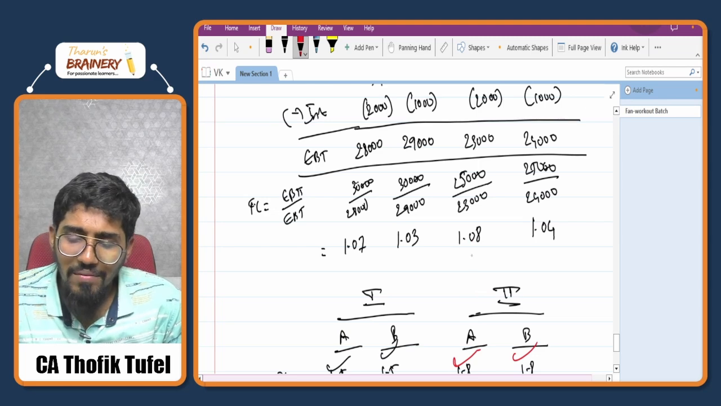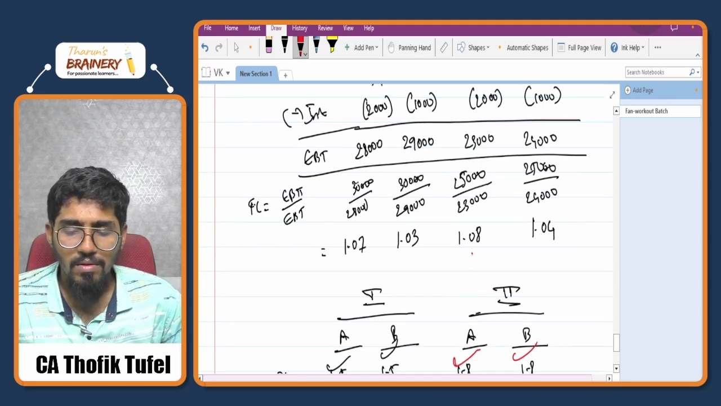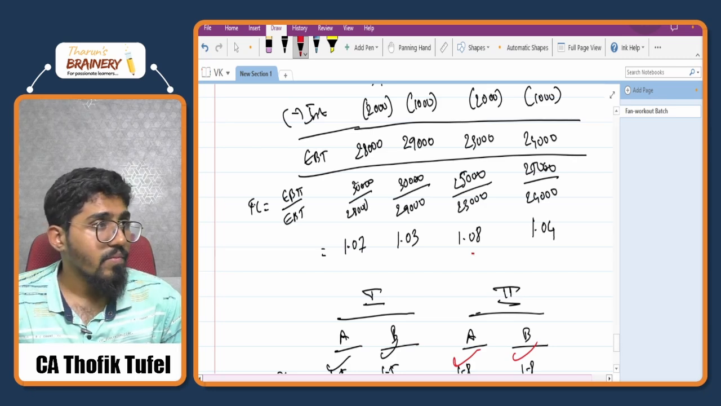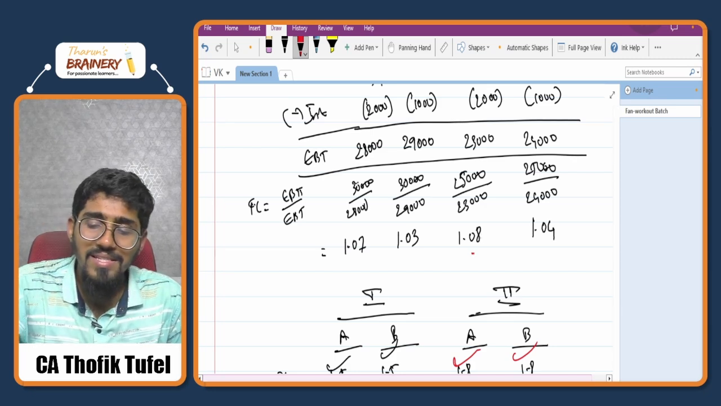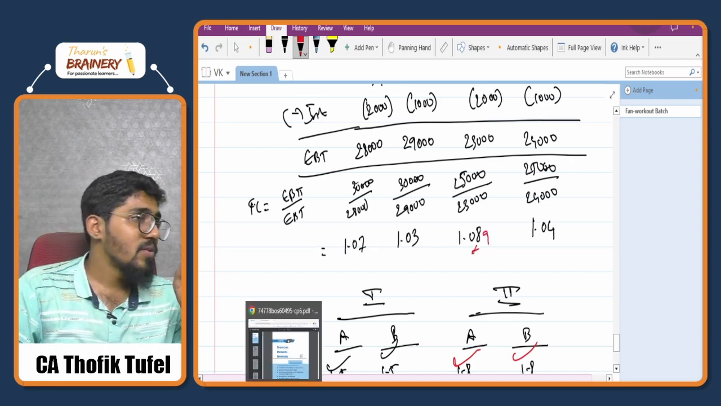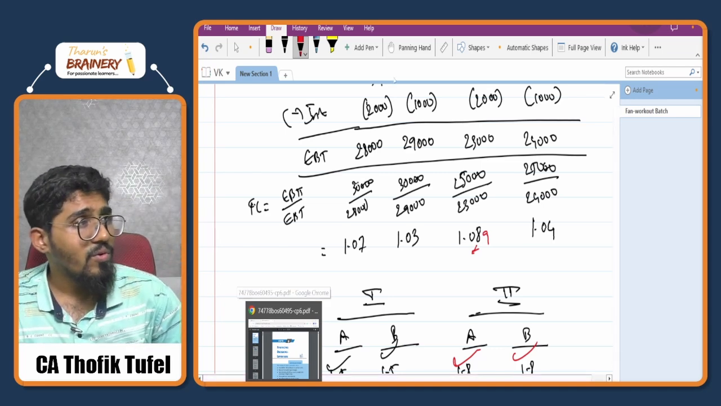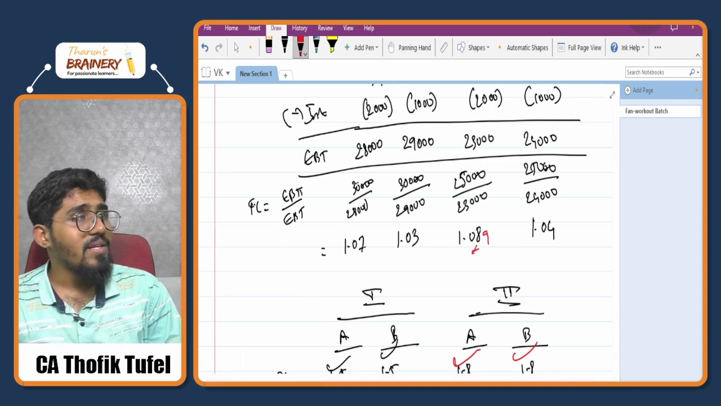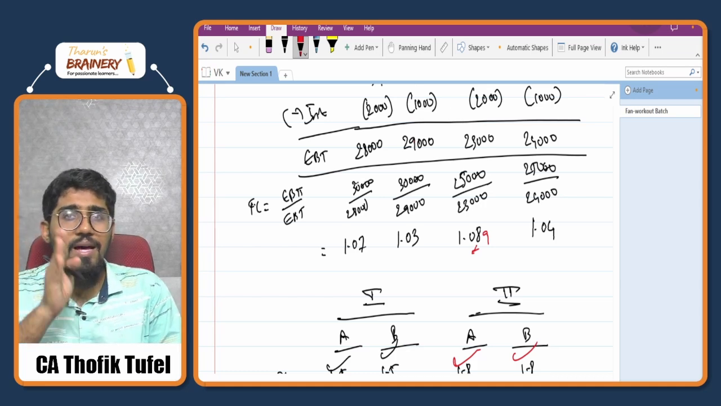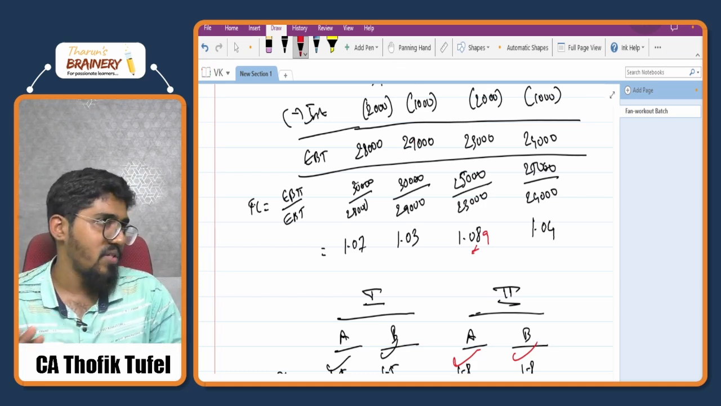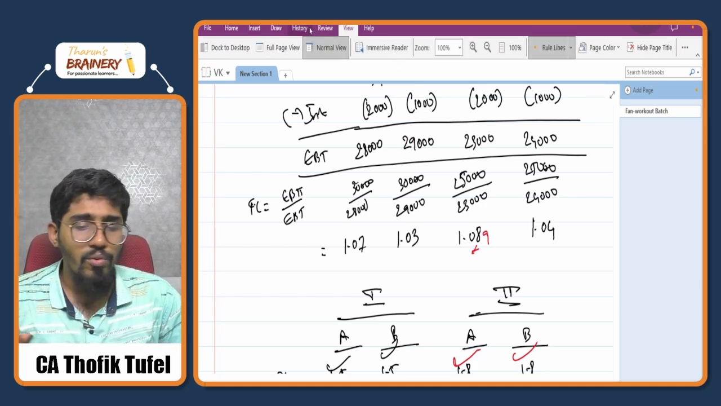So what is 25 divided by 23? 1.086. So since it is 86, it rounds off to 9. Okay? You should not make these mistakes. If you are showing one digit, at least that one digit must be proper. Always the last digit should be rounded off, or you put 2 digits. But the last digit should be rounded off.